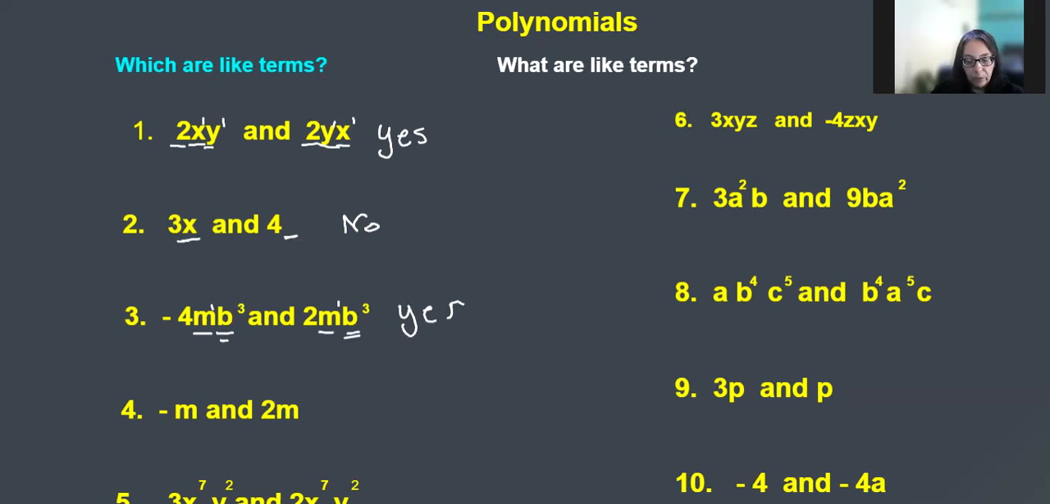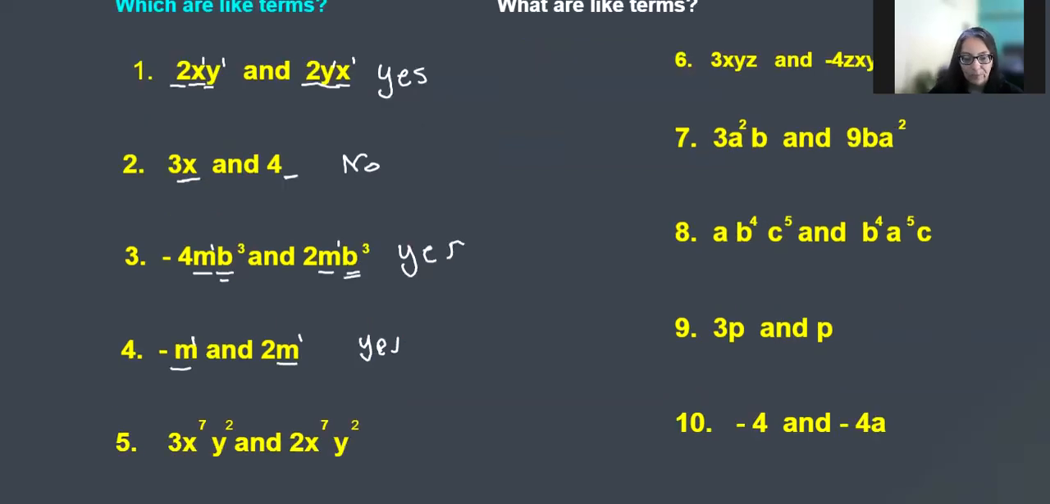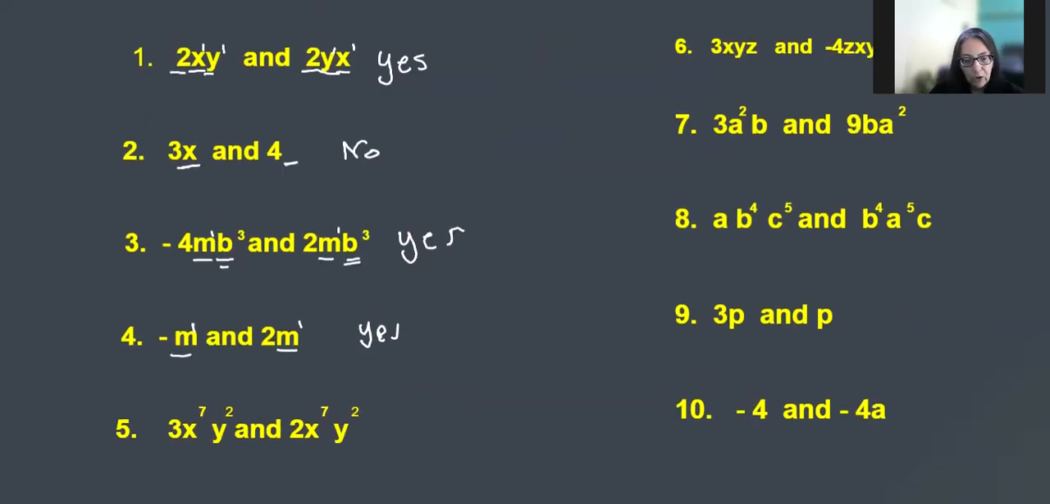Let's take a look at the next one, negative m and 2m. Well, they both have an m, and both of those m's are to the 1. So yes, they are like terms. What do you think? Are we doing okay? Let's go on to the next one. Ooh, what do we have here? We've got an x to the 7. This one has an x to the 7. A y to the second and a y to the second. They're the same variables with the same exponents. Yes, they are like terms.